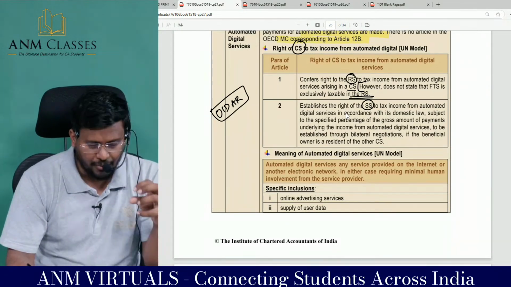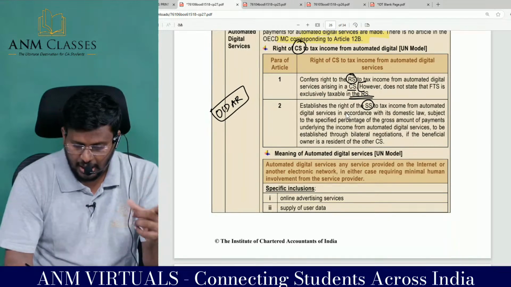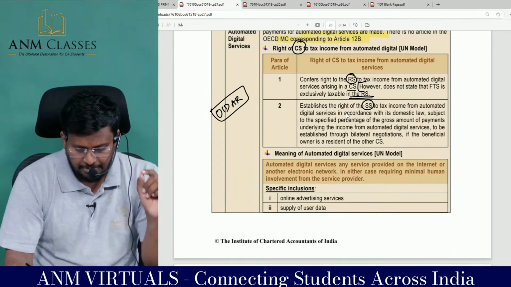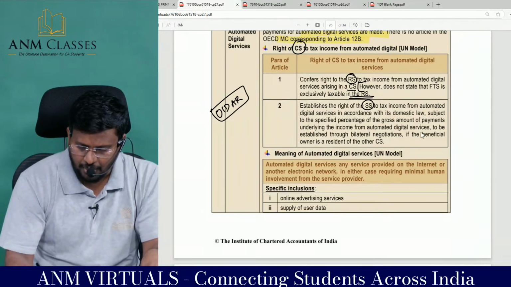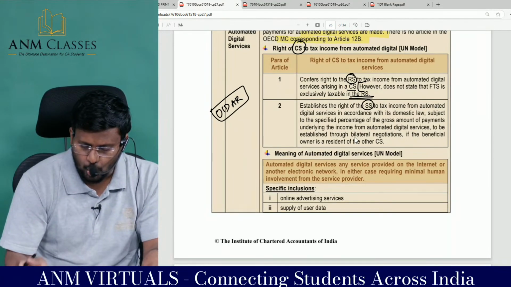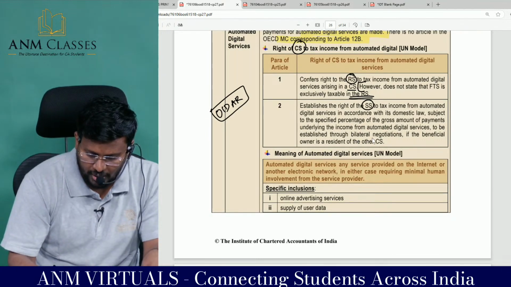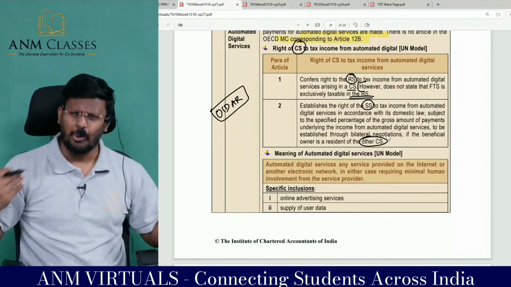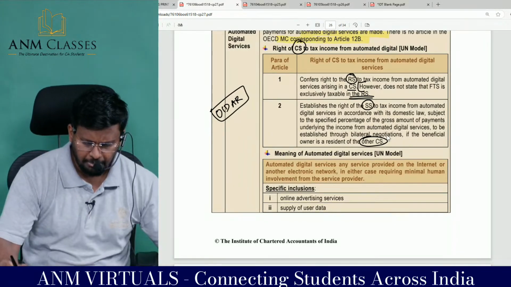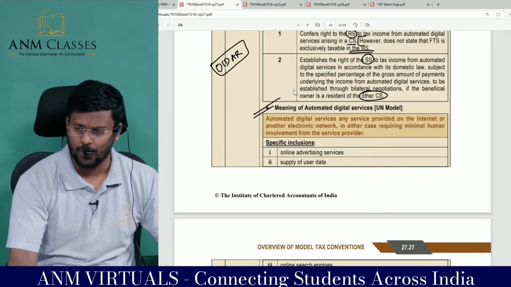To tax the income from automated digital services, in accordance with its domestic law, subject to a specified percentage of the gross amount of the payment underlying the income from the automated services, to be established through bilateral negotiation, if the beneficial owner is a resident of the other state. That means you have to sit and finalize. That is the same. Meaning of automated digital services as per the UN model.